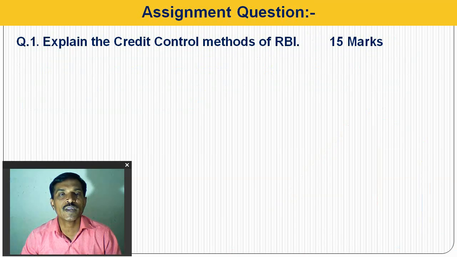Assignment question on this topic: Explain the credit control methods of the RBI, which is asked for 15 marks. So there are two methods, quantitative and qualitative methods.